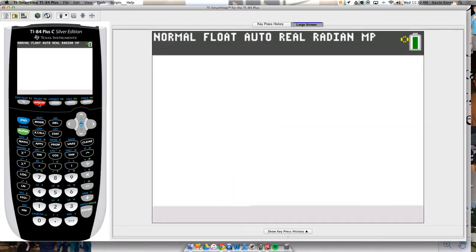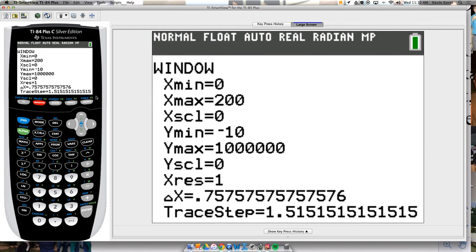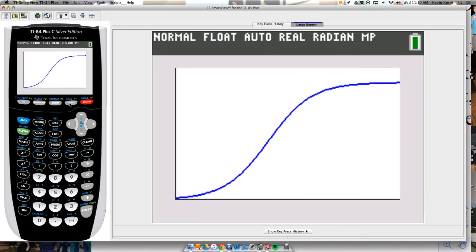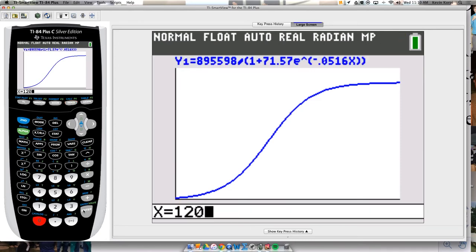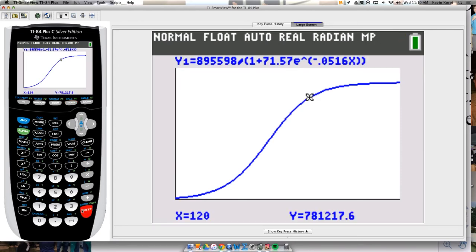Now, if your window covers 120, which mine does, you can answer the question by going to the graphing screen, hitting trace, and then just typing in on top of the values that it has the number you're interested in, 120. What's nice is it gives you a blinking cursor so you know exactly where you're at on the curve. 781,217. Did it say to round to the nearest whole person? No, so we better go ahead and put 0.6, and the units would be Alaskans or people.